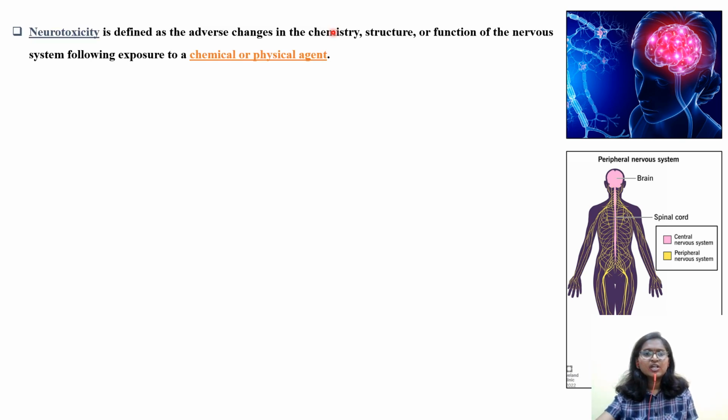Okay, so let's see the next one. Till now we have learned about delayed neurotoxicity. So let us understand what is neurotoxicity. Just in one or two slides we will understand what is neurotoxicity. Neurotoxicity is defined as adverse changes in chemistry, structure, and function of the nervous system. This is very important. Chemistry and structure means, for example, damage to the myelin sheath, structural changes, and even function also, whether the propagation or transmission of signals is interrupted, following exposure to a chemical or physical agent. Certain times physical injury will also cause neurotoxicity, right?